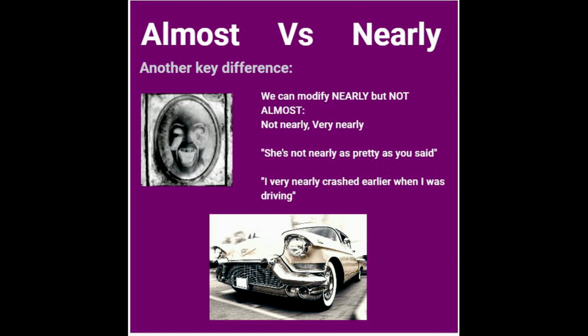And finally, another key difference when we are thinking about almost and nearly is that we can modify nearly, but we cannot modify almost. So, for example, we could say, she's not nearly as pretty as you said, but we could not say, she's not almost as pretty as you said. And also we could say, I very nearly crashed earlier when I was driving. We couldn't say, I very almost crashed. We would have to say, I almost crashed earlier.